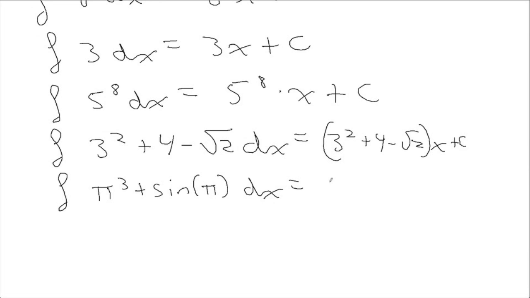So what would this be? Pi x cubed. Sounds like you might be overcomplicating it. So this is a constant, right? So it would just be that constant times x. Isn't that just our pattern for the constant rule?